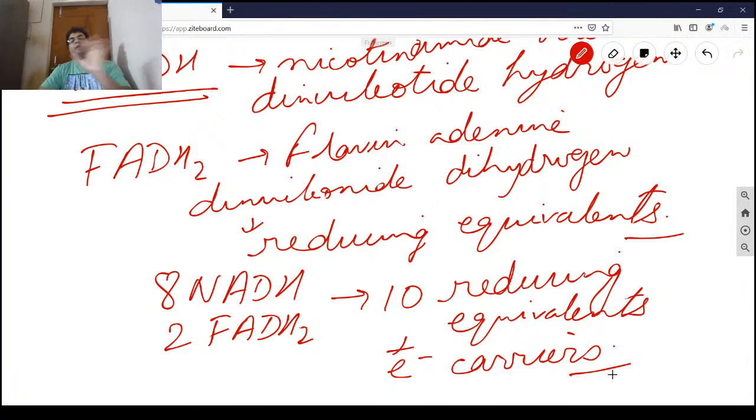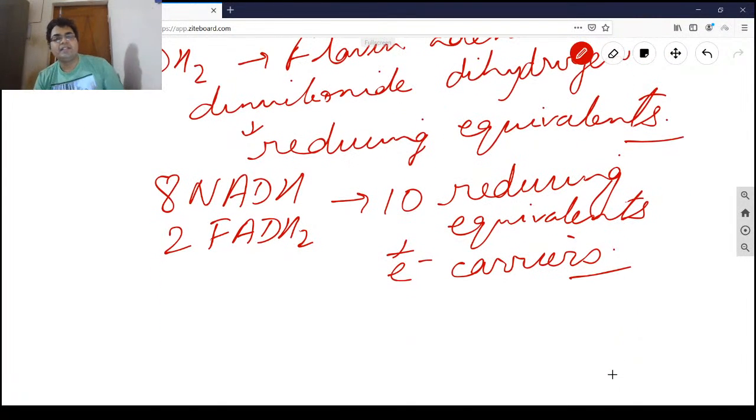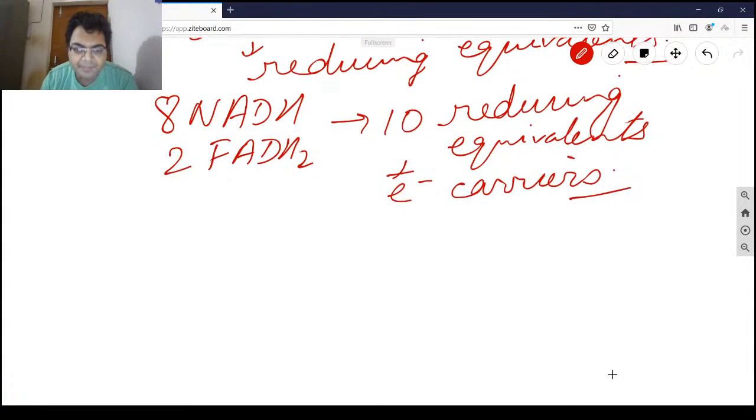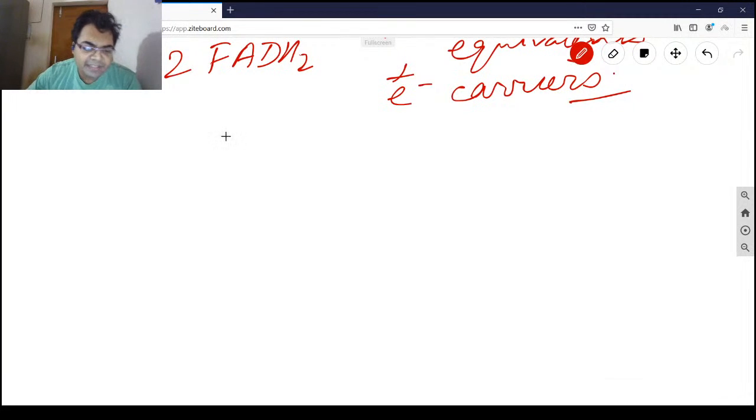Now what is the role of these electron carriers? What they do is they, in turn, let you produce ATP in the inner mitochondrial membrane. That is their main basic role. Now how do we comprehend it? Number one is NADH. When you see an electron, right?